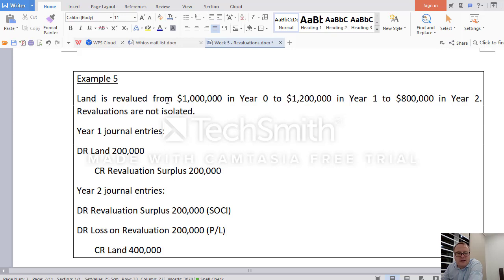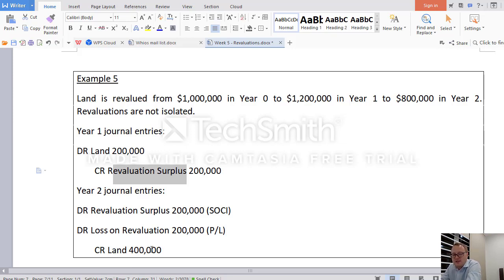And another example, so land is revalued upwards and then downwards. The revaluations are consecutive, not isolated. So initially it is an increase, and an increase must be put in the statement of other comprehensive income as revaluation surplus or revaluation reserve. The value of land is increasing. So then from 1.2 million we decrease to 800,000. So the decrement is 400,000, and we put it here, land is decreasing by 400,000, credited.